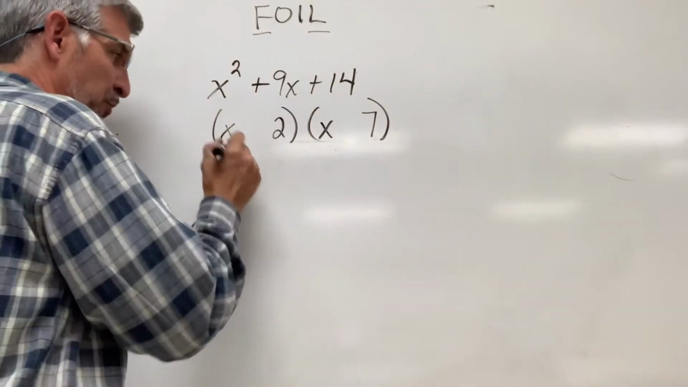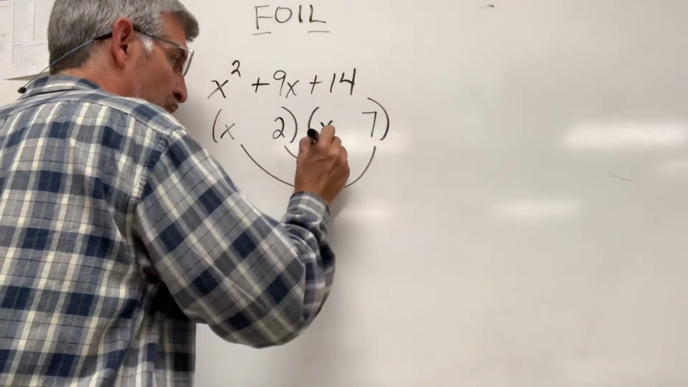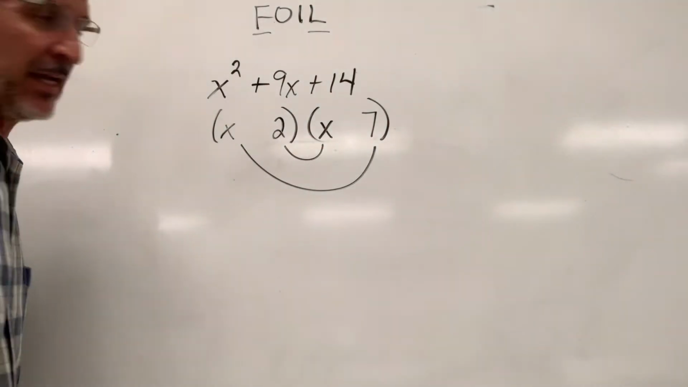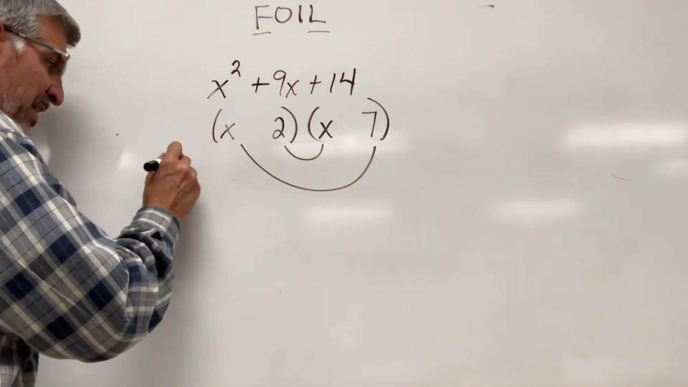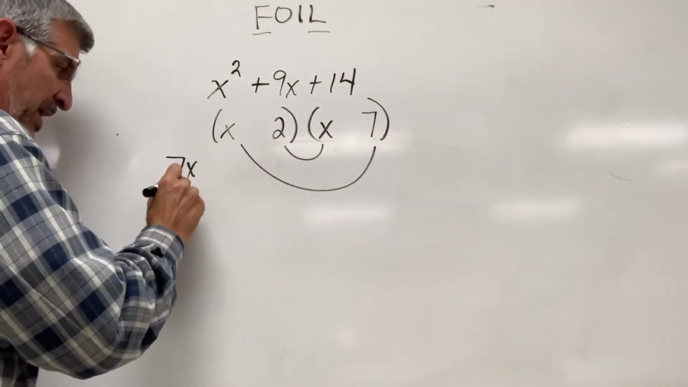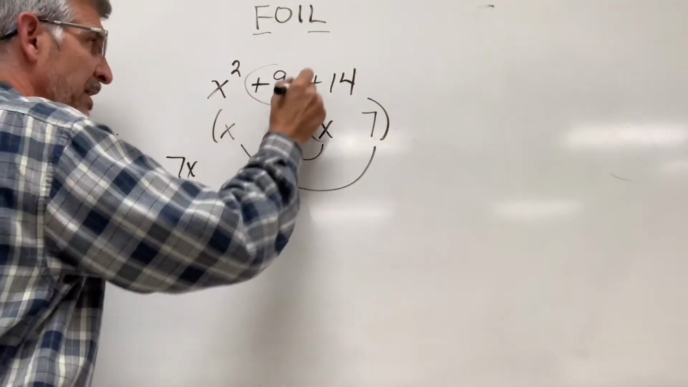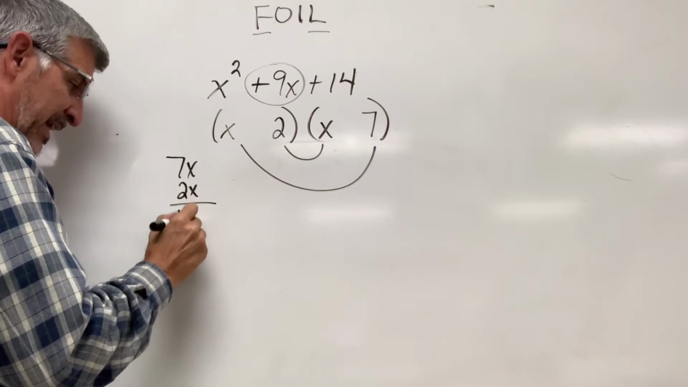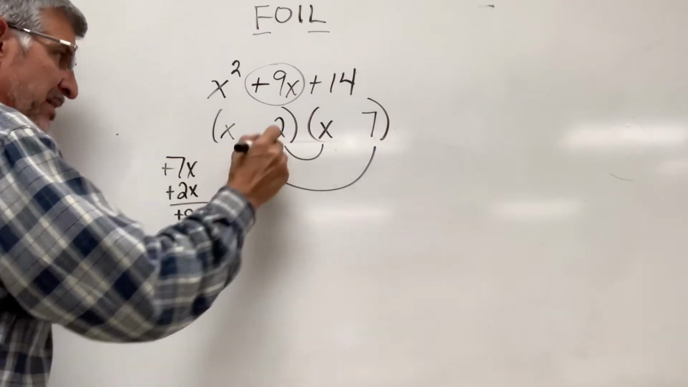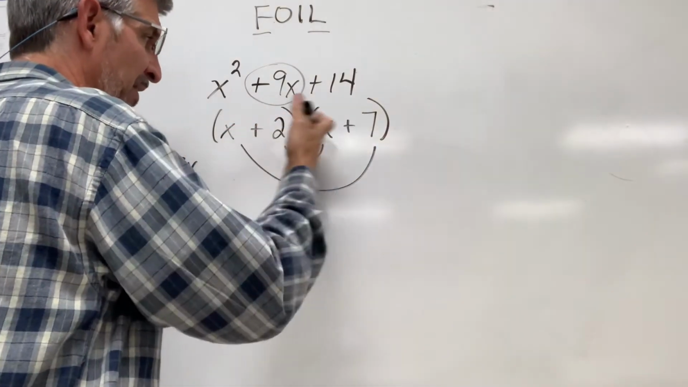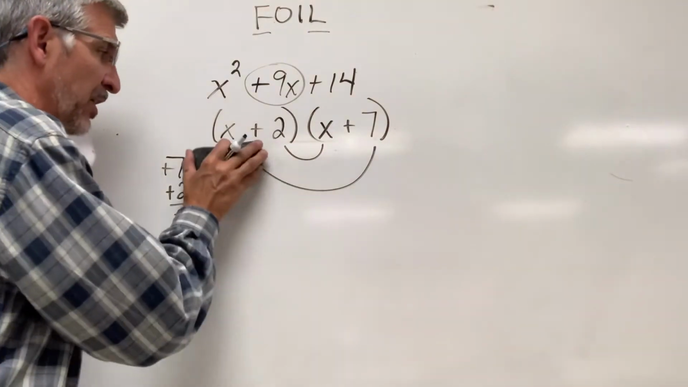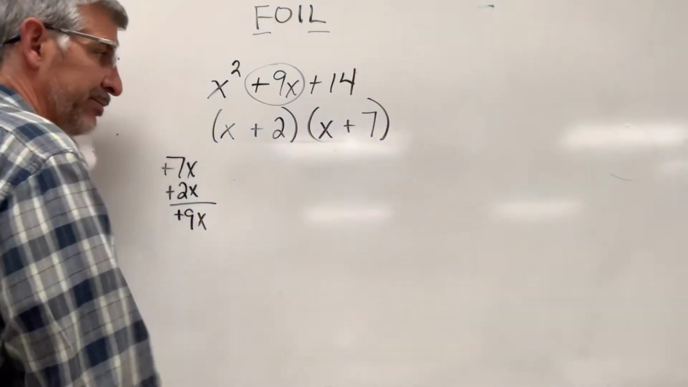I teach the get your grin on method. So you grin, you make a smiley face. And so it ends up being, that would be 7x, that would be 2x, and I am trying to get that middle term, which is positive 9x. So they both have to be positive, and that's your answer. You do not have to go in and erase that.